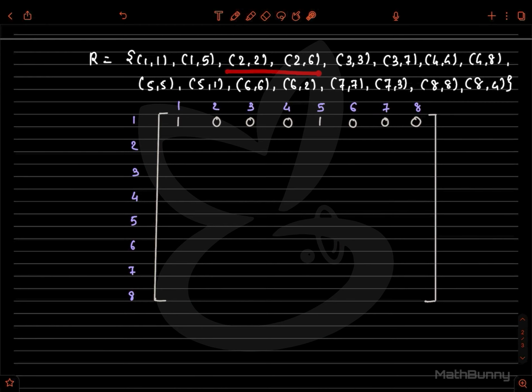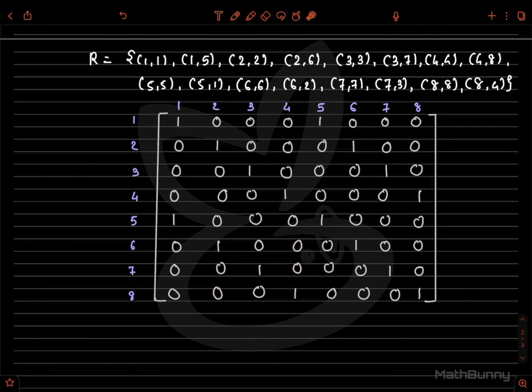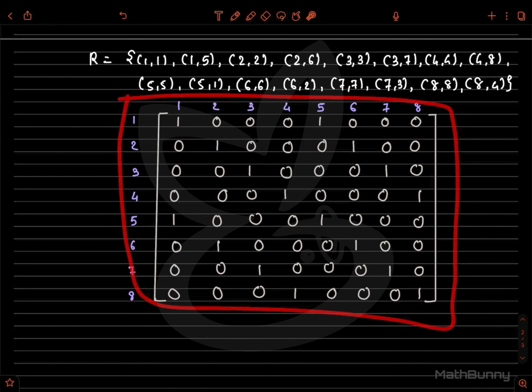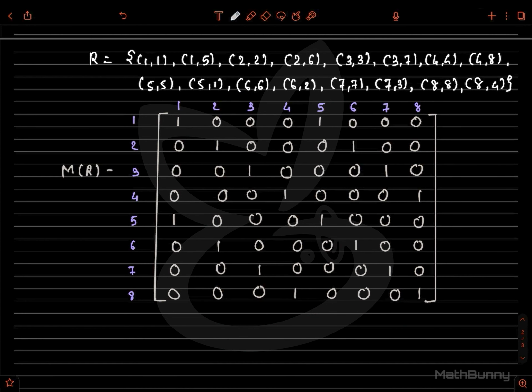In the second row, (2, 2) and (2, 6) are present. So, I've written 1 over (2, 2) and (2, 6). The rest of the elements are absent, so we are going to write 0 for all the other elements. In the next row, (3, 3) and (3, 7) are present. So, we are going to write 1 here and 1 here. The rest are 0 and so on. So, this is the relation matrix MR.